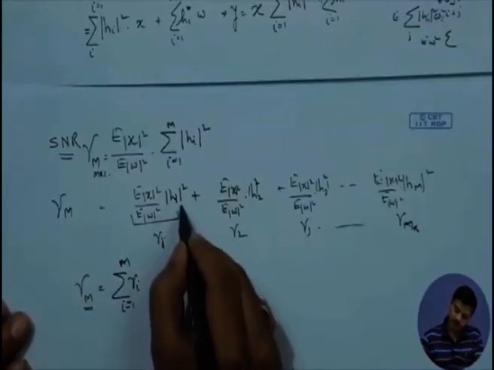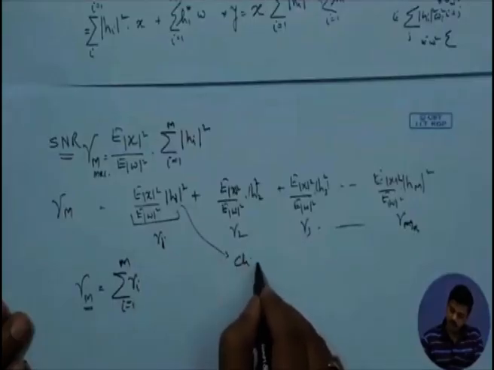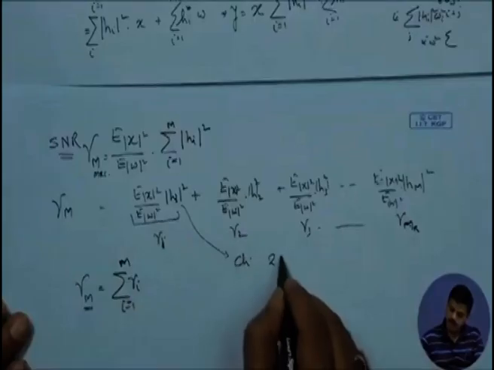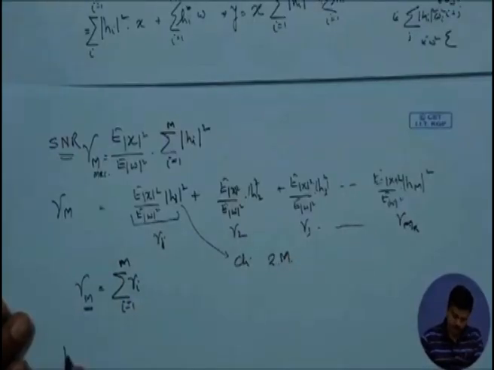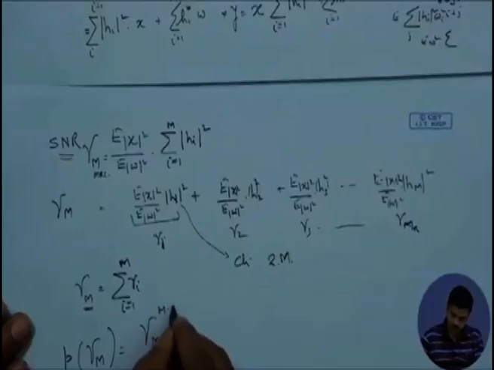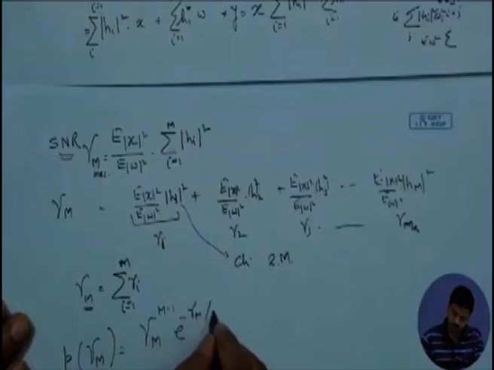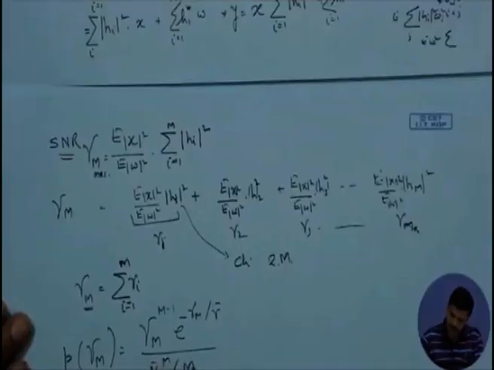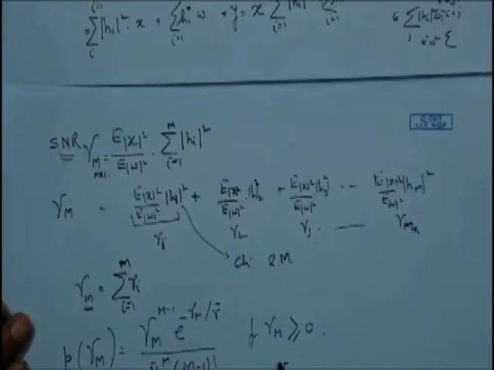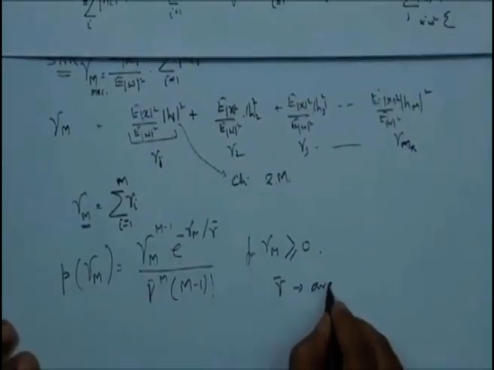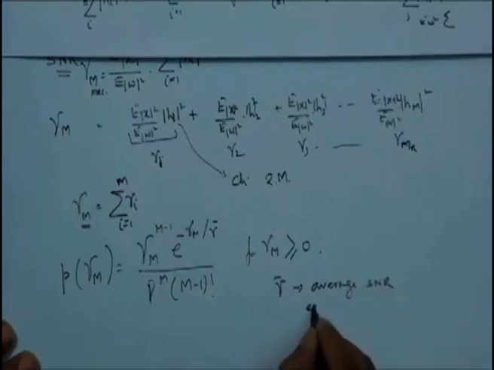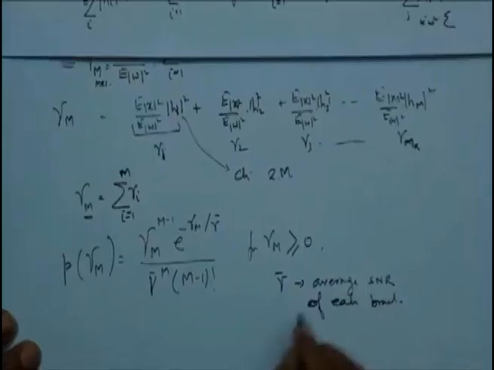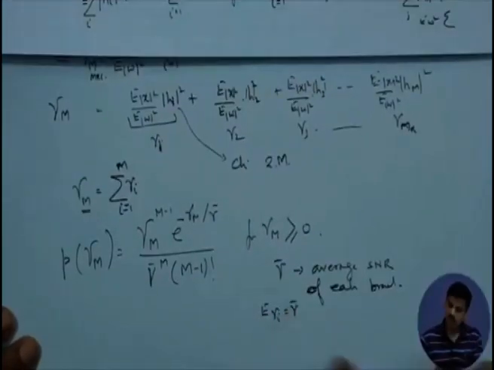Now again, if we look at this, for Rayleigh distribution this is chi-square distributed with 2 degrees of freedom. If there are m such terms, it is basically chi-square distributed with 2m degrees of freedom, and one could write p of gamma m is equal to gamma m raised to the power of m minus 1, e to the power of minus gamma m by gamma bar, divided by gamma bar raised to the power of m times factorial of m minus 1, for gamma m greater than or equal to 0, where gamma bar is the average SNR of each branch. That means the expected value of gamma i is equal to gamma bar.